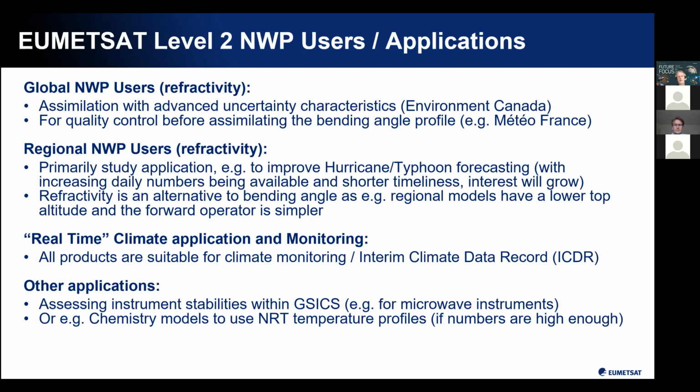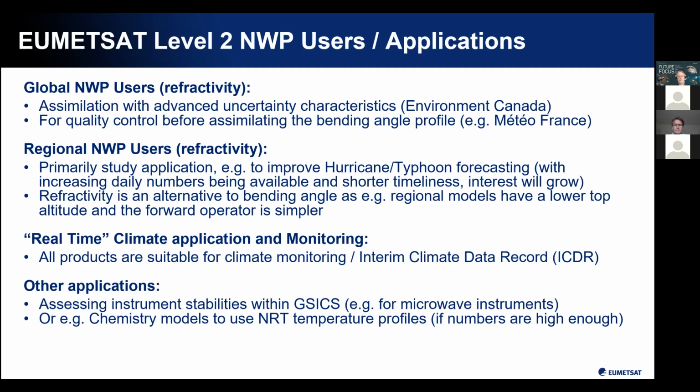Moving on to regional NWP users. There aren't that many systems that operationally assimilate that data, so it's primarily study applications. We've seen a lot where they looked at hurricane and typhoon forecast improvements, for example over Taiwan, because the COSMIC and COSMIC-2 constellations are greatly supported by Taiwan. Those are expected to get more attention with the daily numbers that are becoming available, well, already now and in the future.